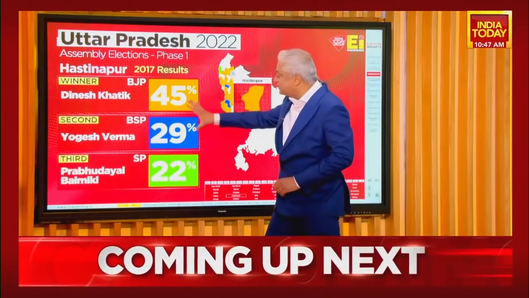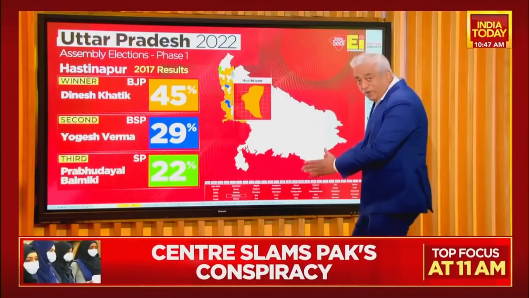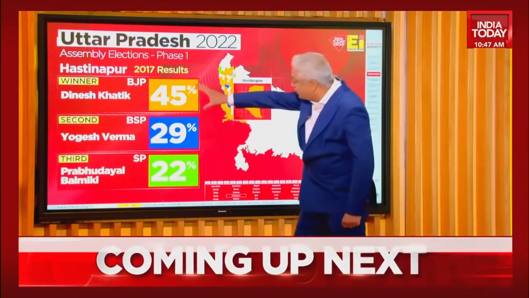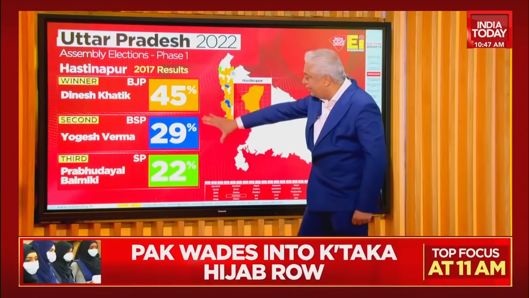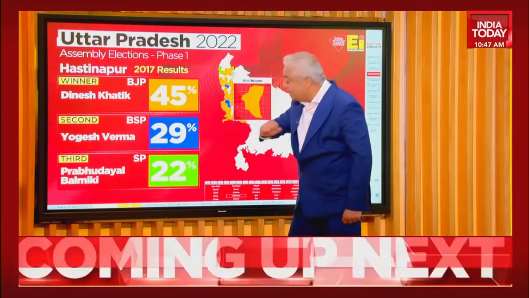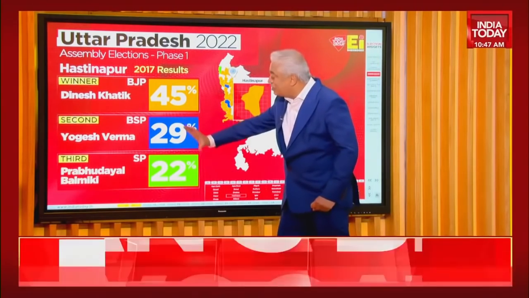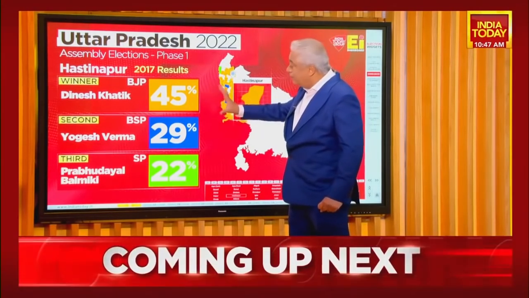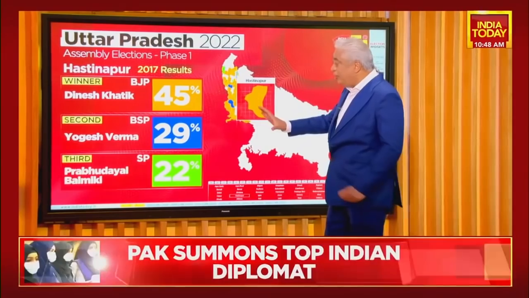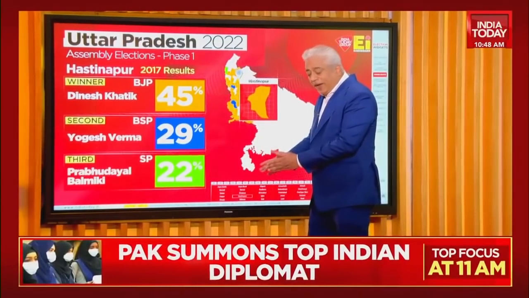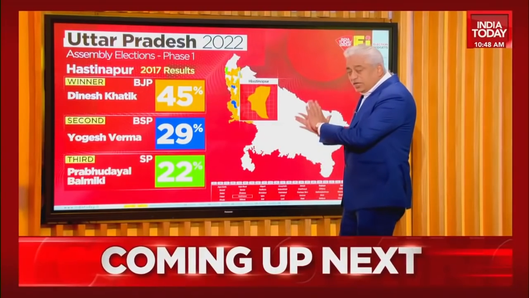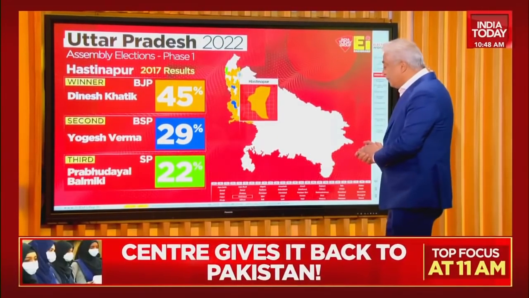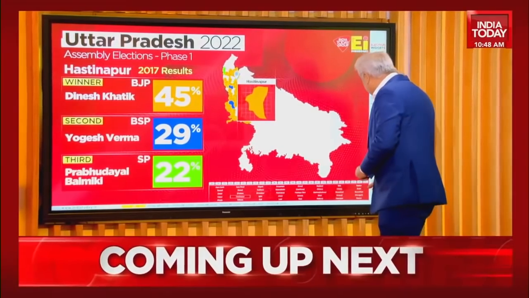Dinesh Khatik won by 16% over the BSP. Whoever wins Hastinapur usually wins Uttar Pradesh. So you've got a 16% lead for the BJP, the BSP at 29 and the SP at 22. Now, assume that there was an alliance and they were able to directly transfer votes together, they'd have a better chance. The BJP is not just relying, therefore, on retaining its own vote bank. They're also relying on the fact that the opposition vote could get split. And that's an advantage that the BJP believes it has to some extent in this election.